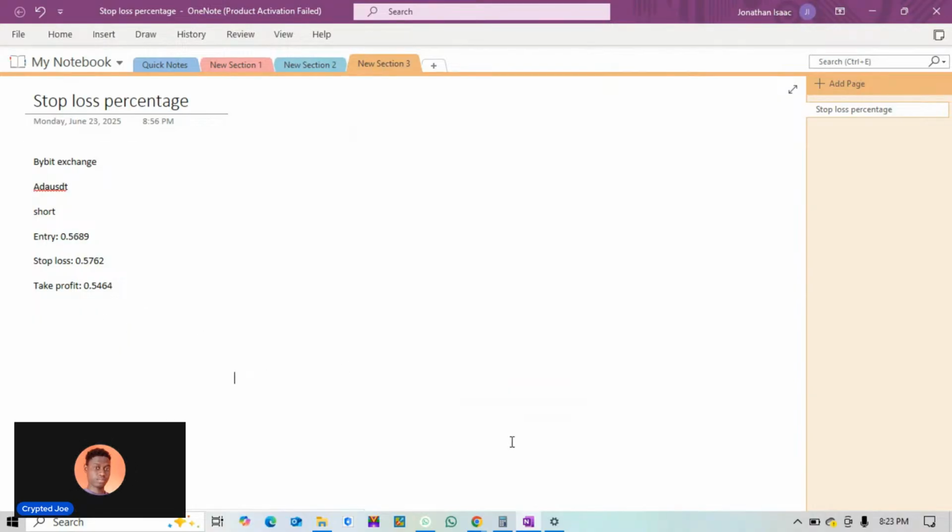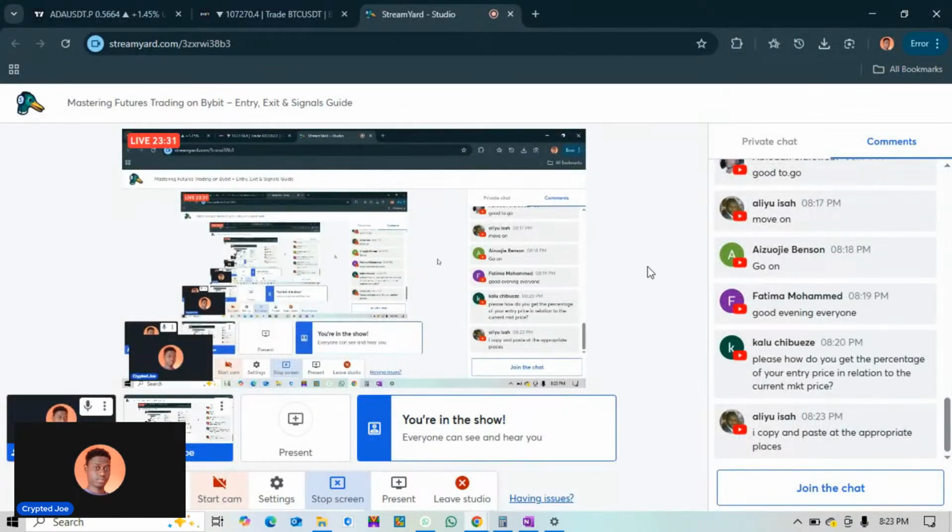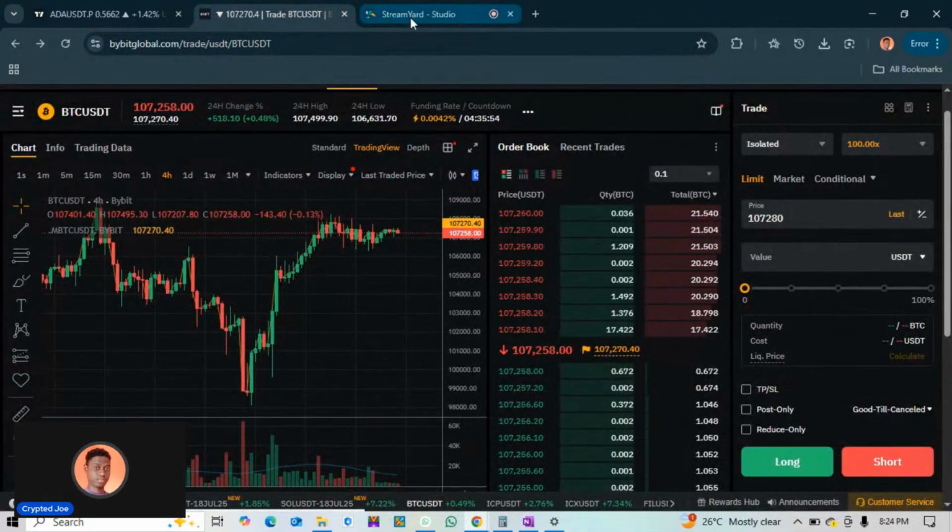Now, for you to enter a signal on your Bybit using limit, there normally come two boxes. The first one is entry. The second one is the order value. It simply means the order value based on the amount you are risking, working with your stop loss percentage, which gives you the particular order value of the trade that you want to enter.